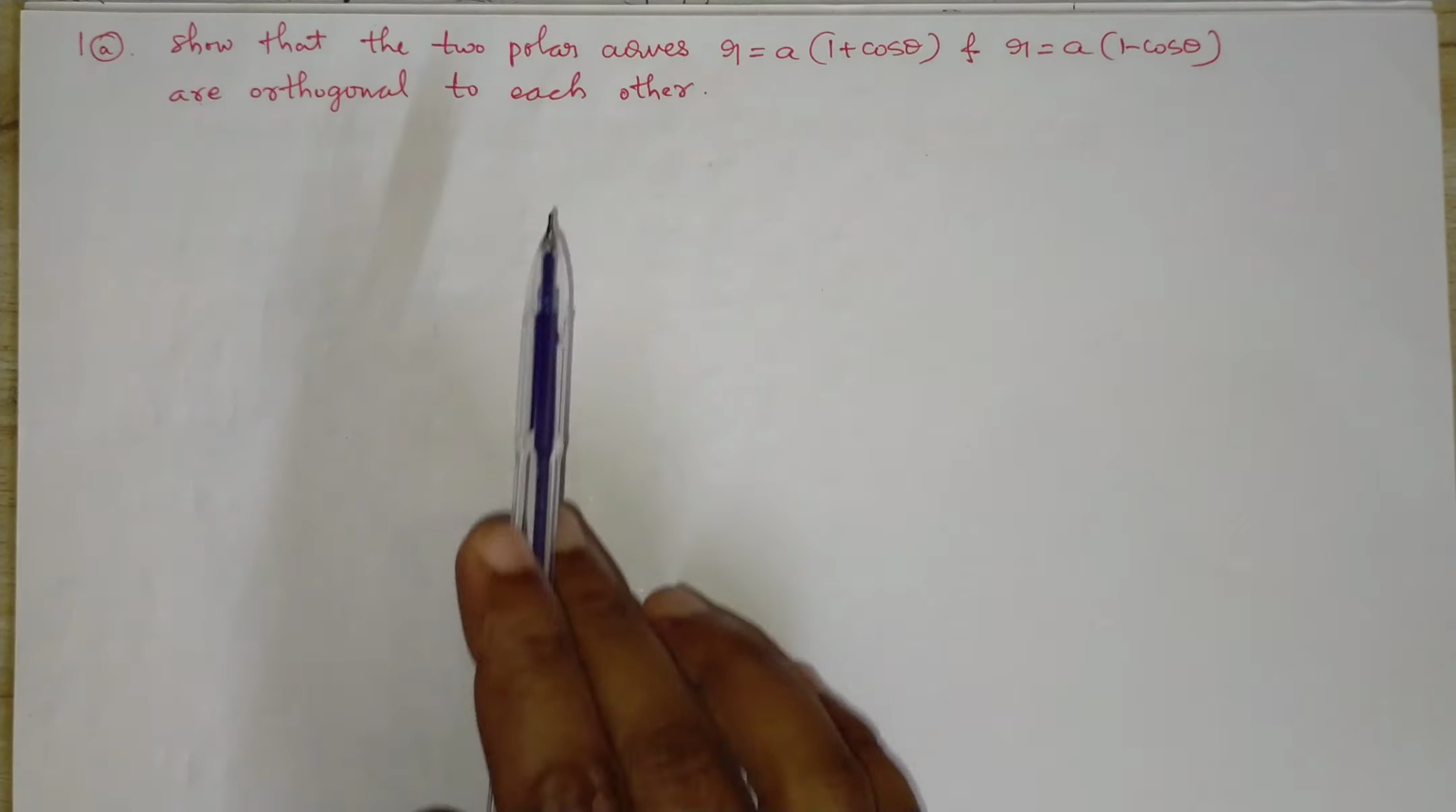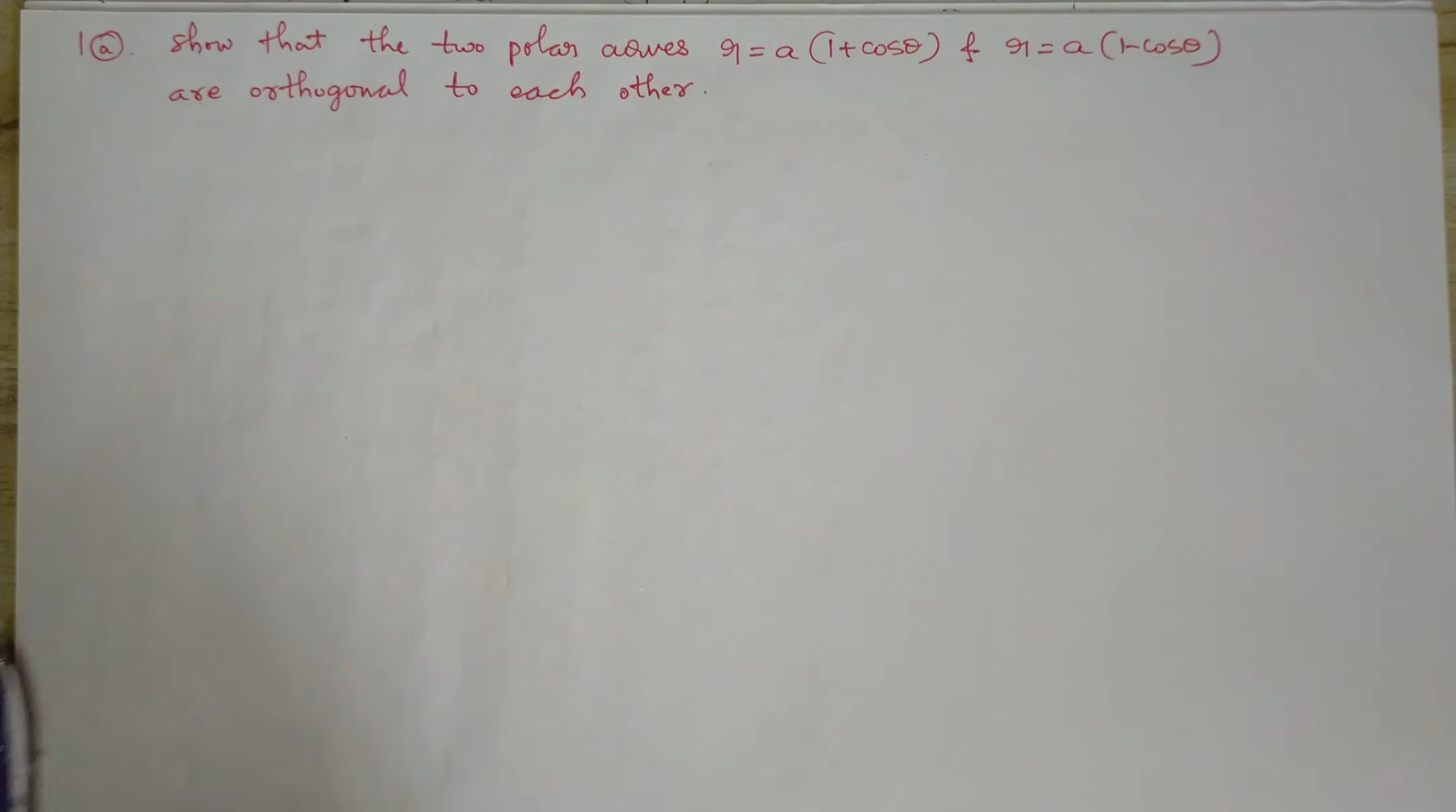Let us show that the angle between the two polar curves is pi by 2. So they are orthogonal, which means the angle between the two polar curves is pi by 2. First, let us consider the given two curves and calculate the angle between the radius vector and the tangent vector for both the curves.